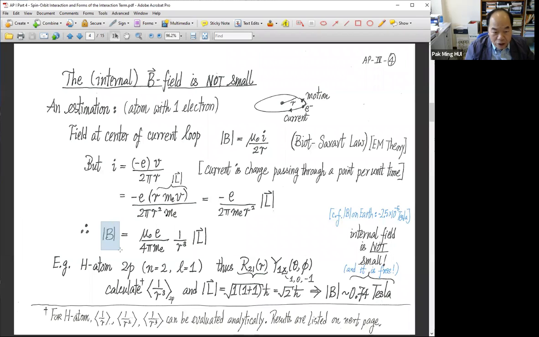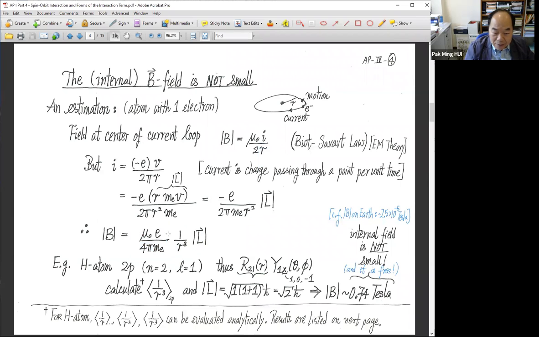The internal field, through the Biot-Savart law, there's an additional factor of r. So you have r squared here, you have an additional r here. It turns out that the magnetic field due to the orbital effect is 1/r cubed with some constants.